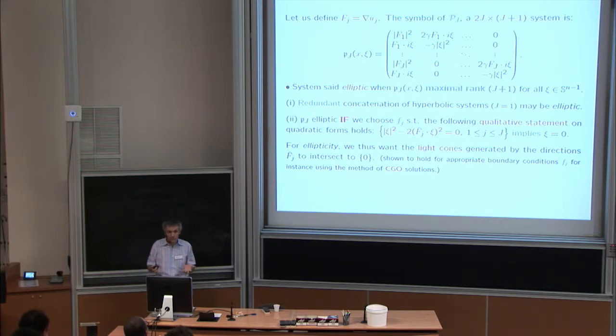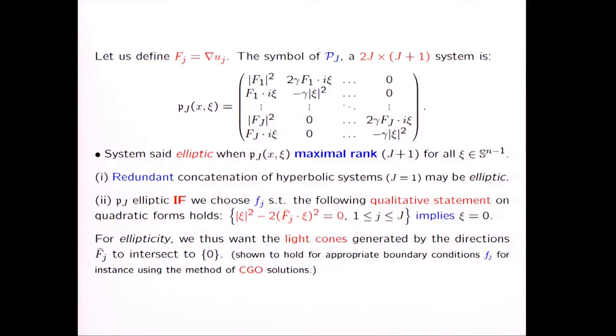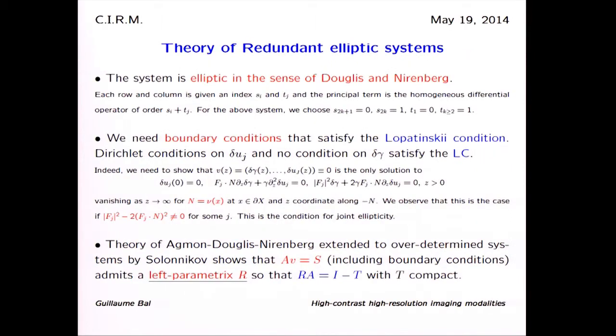But we can construct solutions which are typically based on CGOs, because these are the only solutions that we know that are sufficiently explicit, like for the Calderon problem. We use them, and then we can prove that indeed that geometric constraint is satisfied for properly chosen boundary conditions. I may come back to the choice of boundary conditions later.